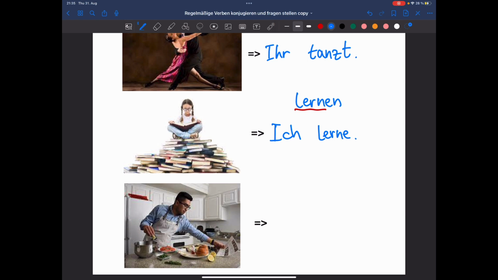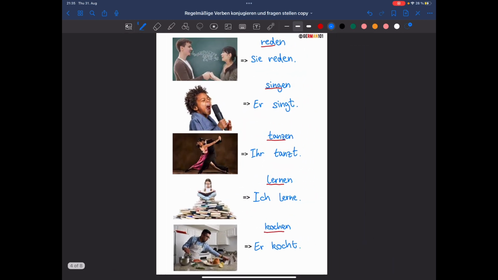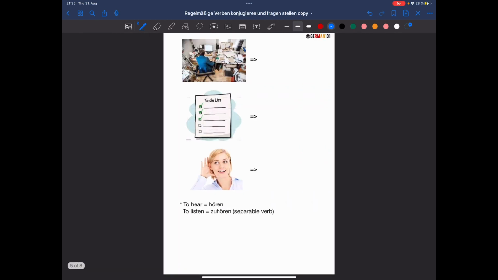Next one, what is this guy doing? Cooking, perfect. Cooking in German is kochen. And er kocht. Er kocht. Sehr gut, er kocht. Okay, next one. We have 3 pictures left.